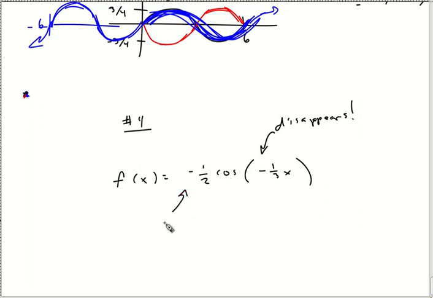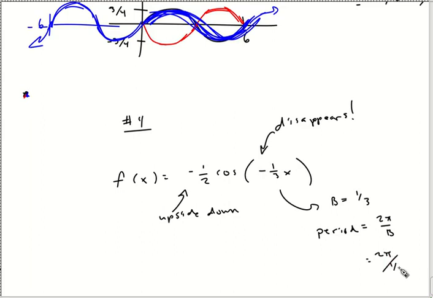Now, this one here is going to make it upside down, that's fine. That's upside down. There you go. We'll contend with that in a second. But this guy's going to just go away. All right, so B is equal to 1/3. And so, again, my period is 2 pi over B. So 2 pi over 1/3.